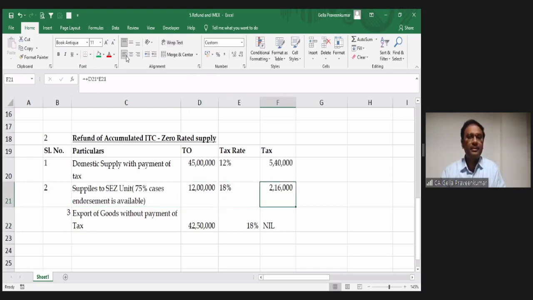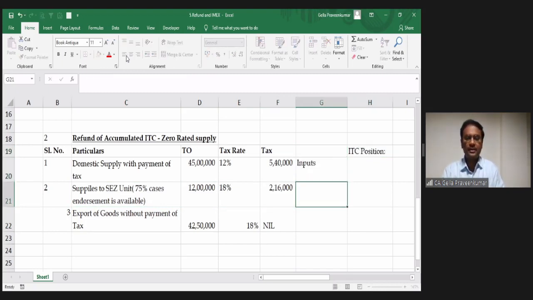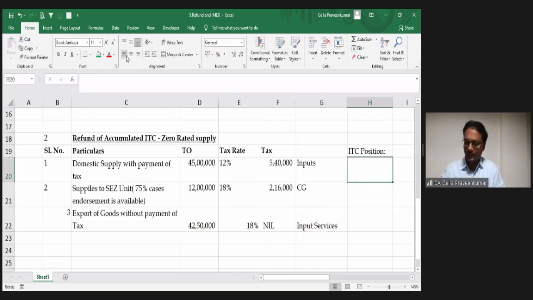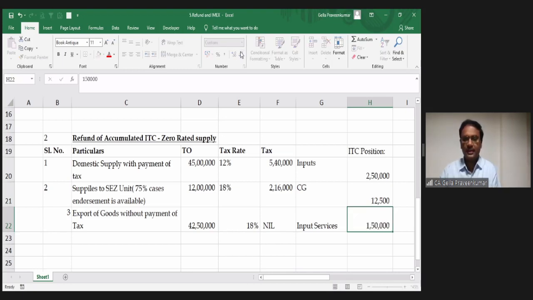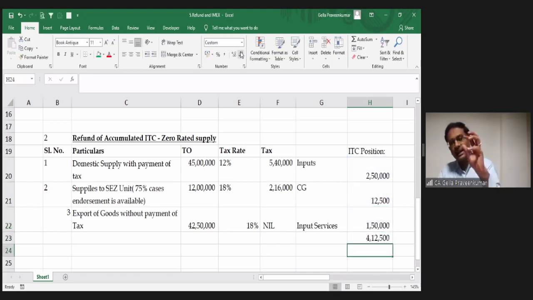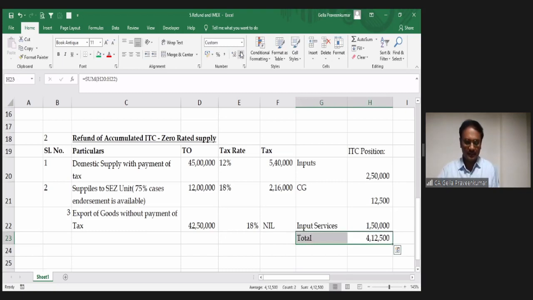Now, when I file my refund application, say my ITC position: inputs, capital goods, input services. Say inputs is 2,50,000, capital goods is say 12,500, and input services around another 1,50,000. Students, I am keeping IGST and CGST under one head just for your ease of understanding. So this is the total during the month.